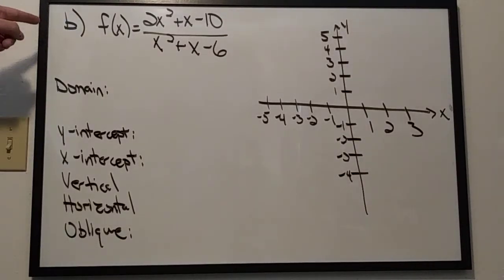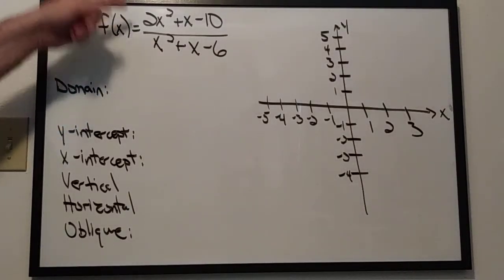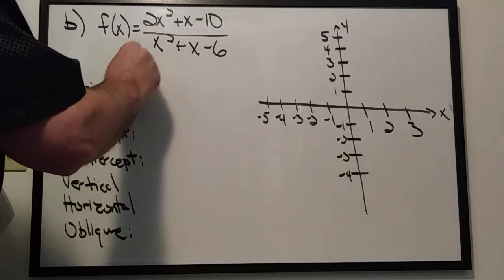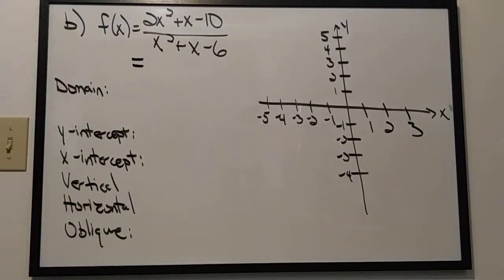So as you look at part B, our function f of x is equal to 2x squared plus x minus 10 over x squared plus x minus 6. This time I did not give you the problem in factored form, so that's where we need to start. Our numerator happens to be a trinomial with a leading coefficient of 2. We've talked about this before. In order to factor a trinomial with a leading coefficient of 2, you can factor by grouping or you can factor by trial and error.